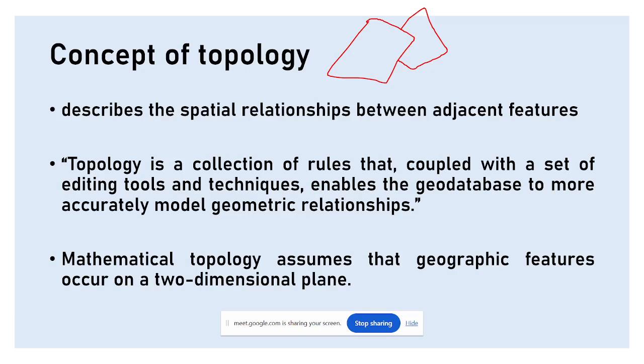Topology is a collection of rules. That is the definition, so I'm just reading it out. You might have already seen it there also. Topology is a collection of rules that, coupled with a set of editing tools and techniques, enables the geodatabase to more accurately model geometric relationships. I know it's a little sophisticated. In simple terms, I think I have an image in the upcoming slide also. Topology is specifically for GIS, okay?